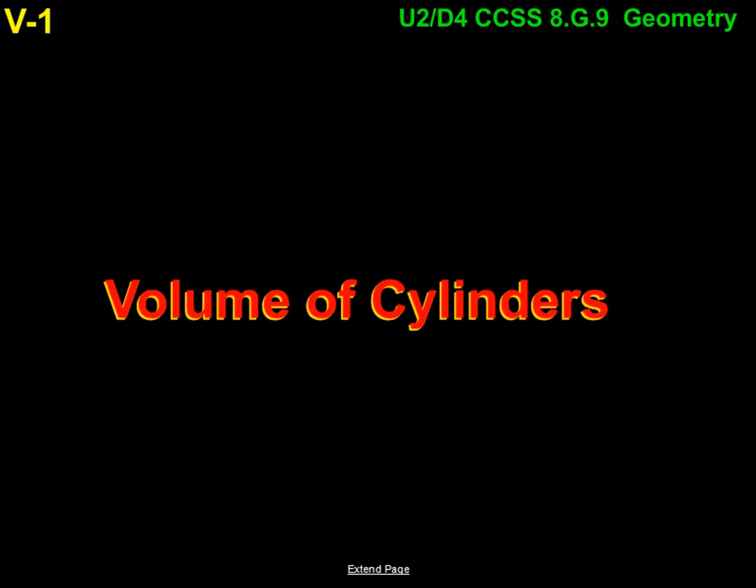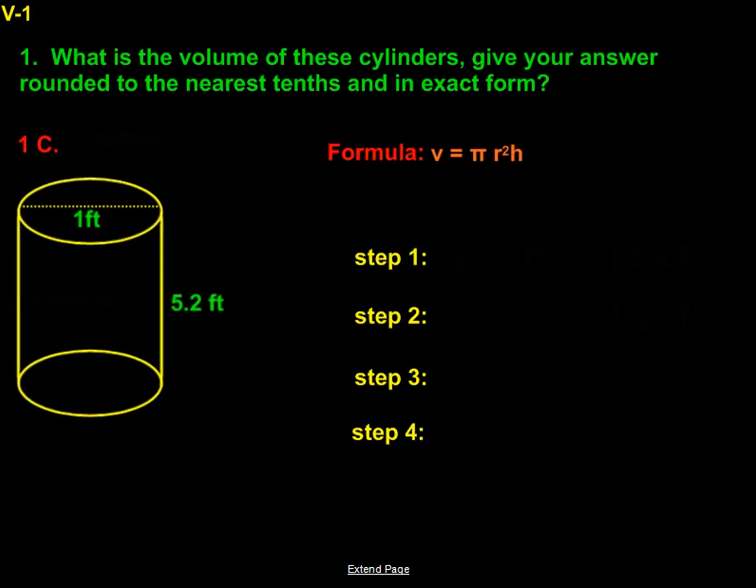Tonight's homework is V1, Volume of Cylinders. We'll start by taking a look at question 1C. We need to find the volume of the cylinder and give our answer to the nearest tenth and in exact form. We'll talk about what exact form is in a second.